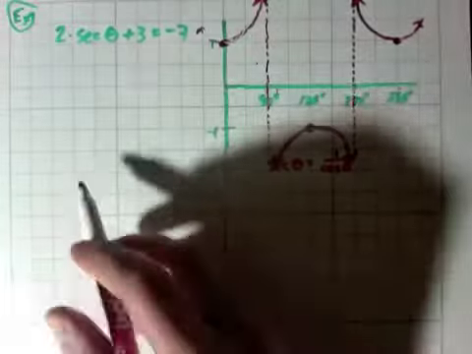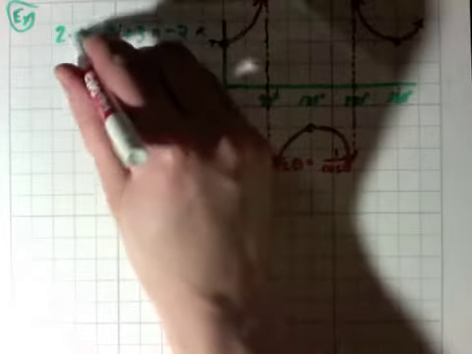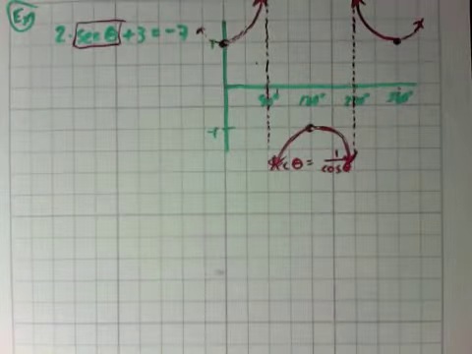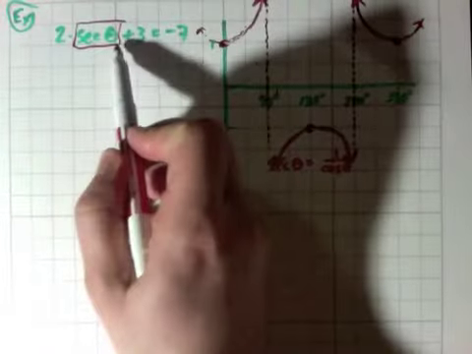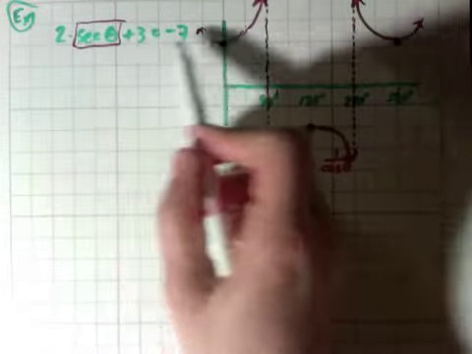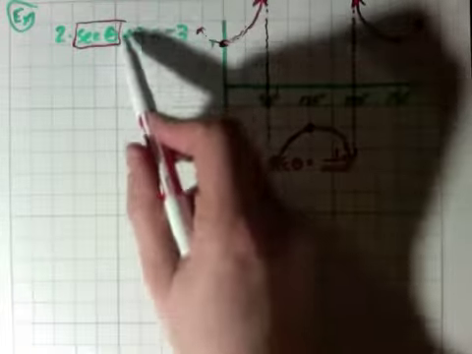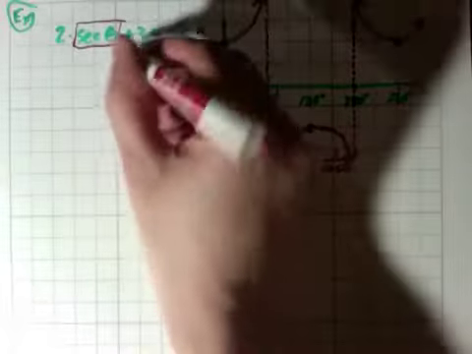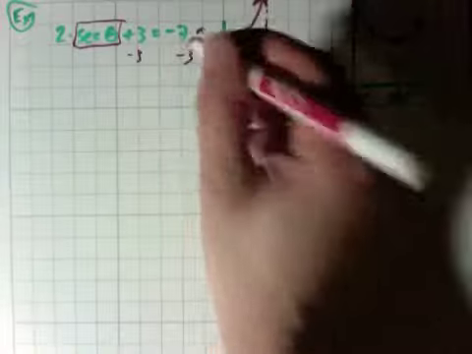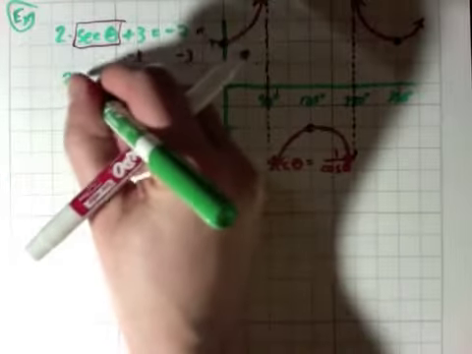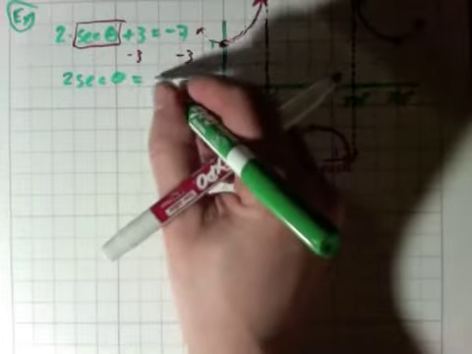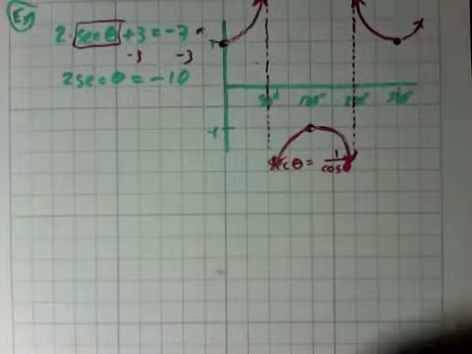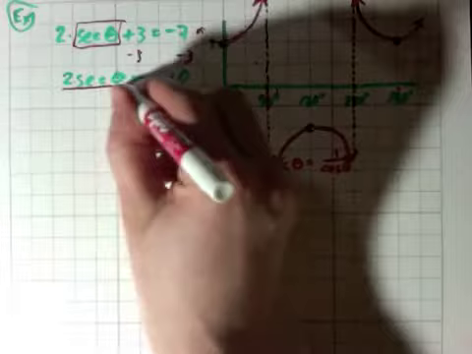So if I want to solve for secant, what I'm going to try to do is get the trig function by itself. So imagine this was x, and imagine 2x plus 3 equals -7. We'd want to be moving the 3 and the 2. So let's do that. Subtract 3 from both sides, and I'll have 2 secant theta equals -10. And then divide both sides by the 2 to get rid of the 2.